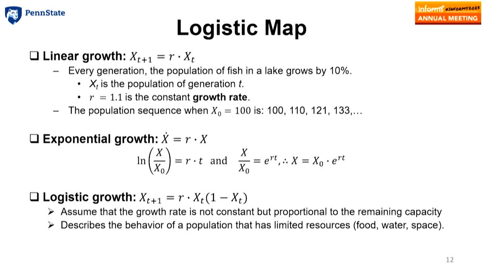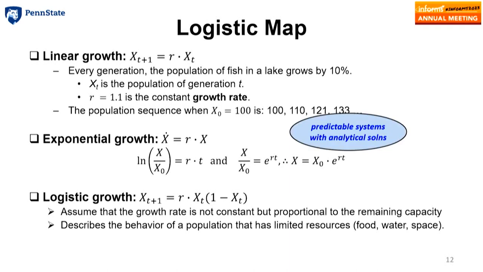But now let's have a look at a nonlinear relationship, the logistic growth. I have to emphasize that the logistic map is different from logistic regression, which is commonly used in data mining. The logistic map is a one-dimensional nonlinear system for logistic growth. As we can see, we no longer assume a constant growth rate, but the growth rate is proportional to the remaining capacity, that is r(1 minus x(t)). It describes the behavior of a population that has limited resources such as food, water, or space.